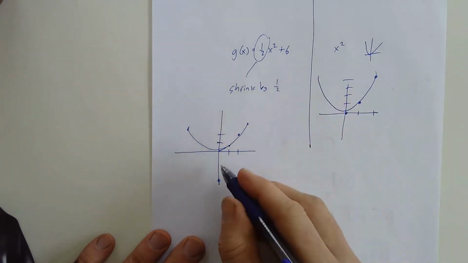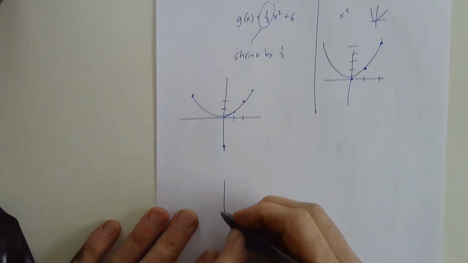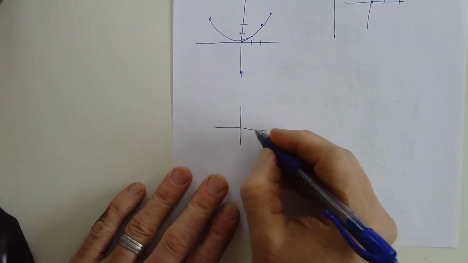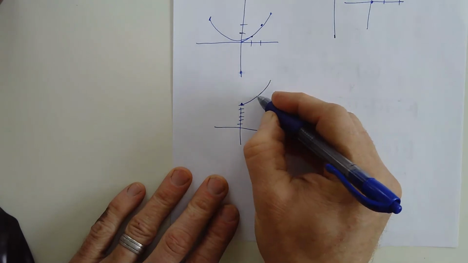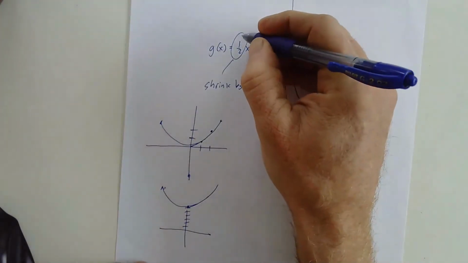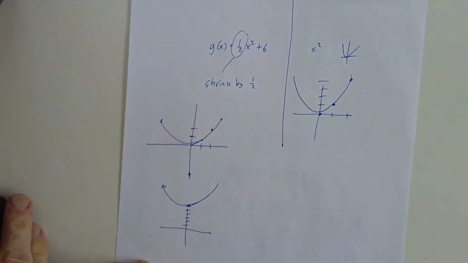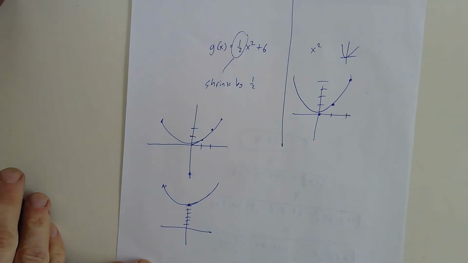And then also I have the plus 6, so I'm going to have to shift that whole parabola up 6 units. And so they just want you to identify those are the transformations that were happening to the parabola.